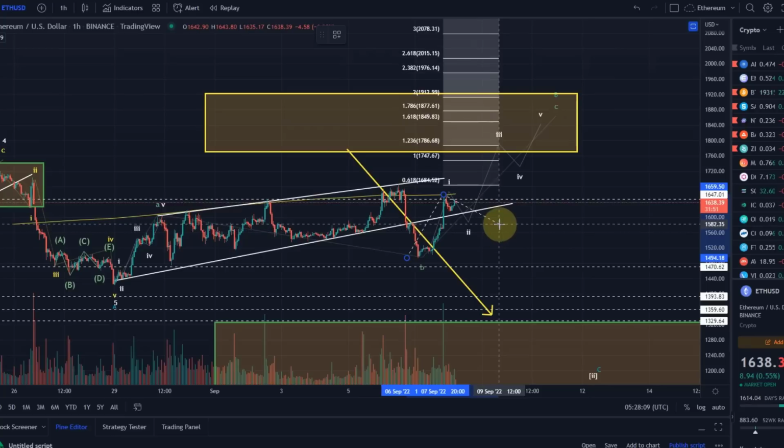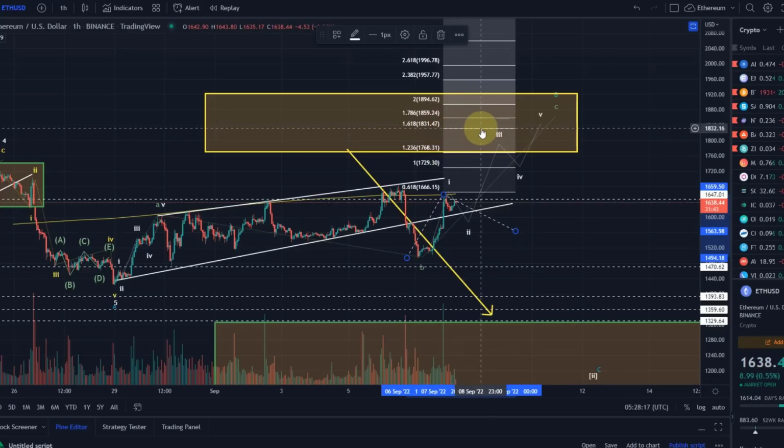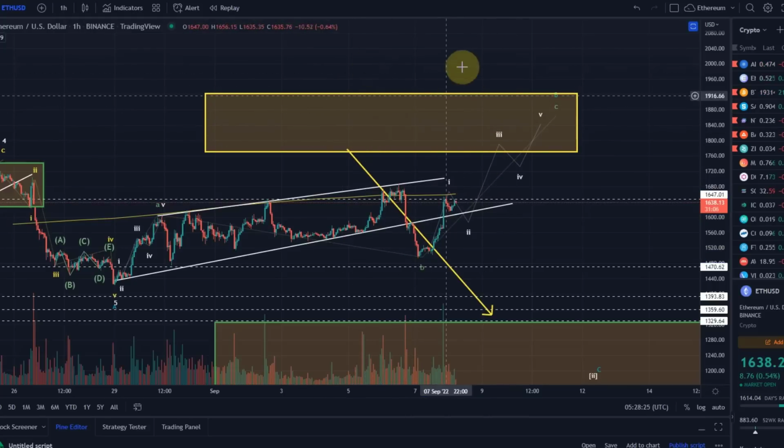We can't calculate that yet because we don't know where the wave 2 low is, but roughly, let's say we retrace 50%, then the target would be around 1830 for that wave 3 here. That would also be in the middle of that yellow area, so it's a relevant area where the price could really reverse down.